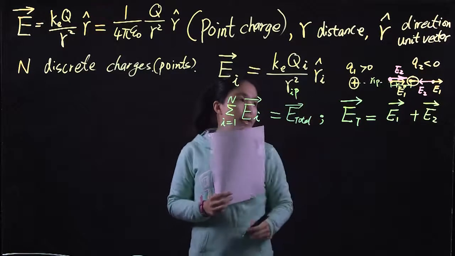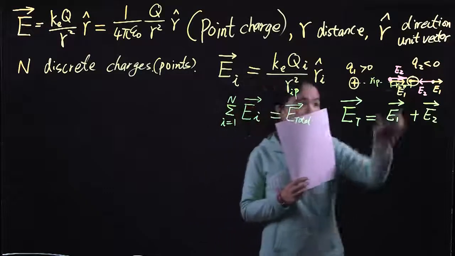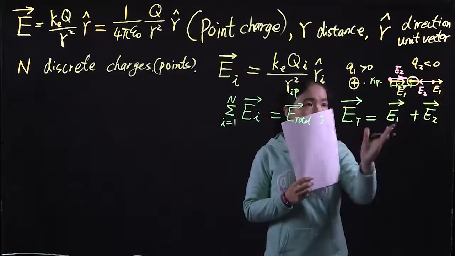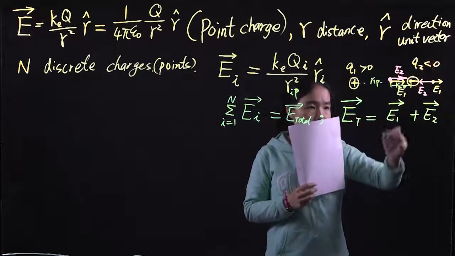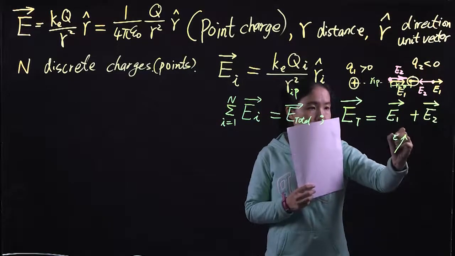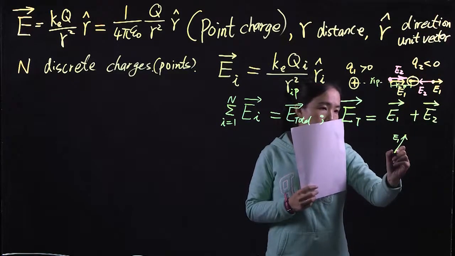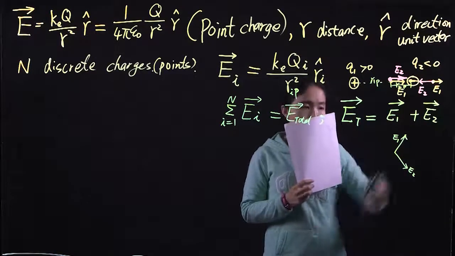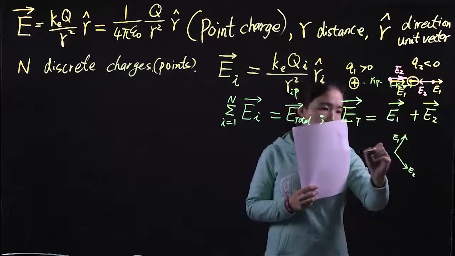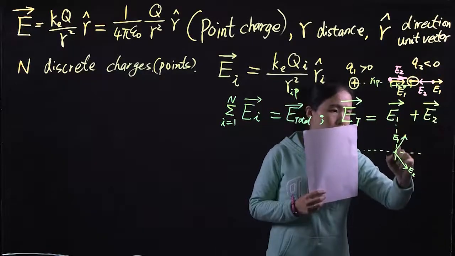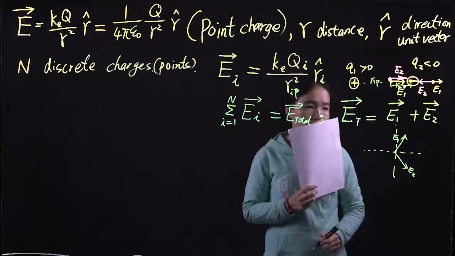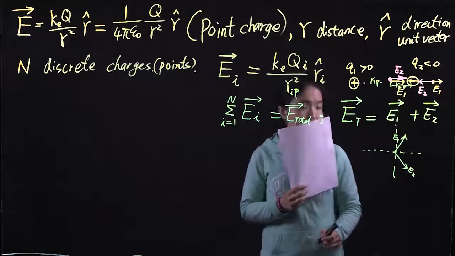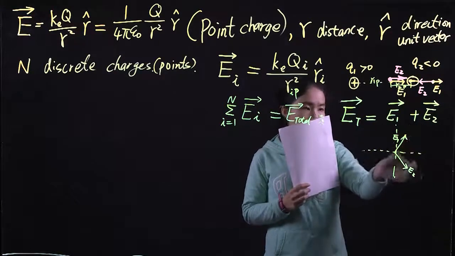Keep in mind, especially if they are not along the same line. If one is in one direction, the other is at an angle. If this is your E1 and this is your E2, you have to add them as vectors. You have to consider the x component and y component, and add them. Okay? So it's not going to be simply this particular value plus that value.